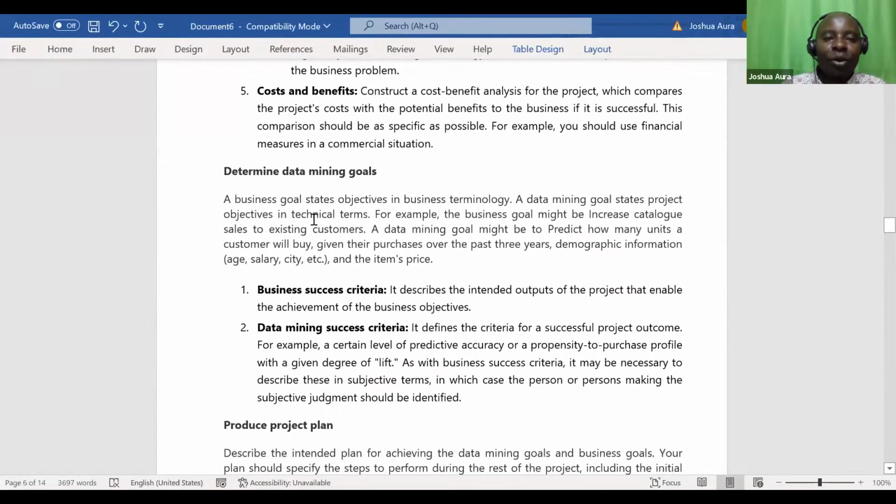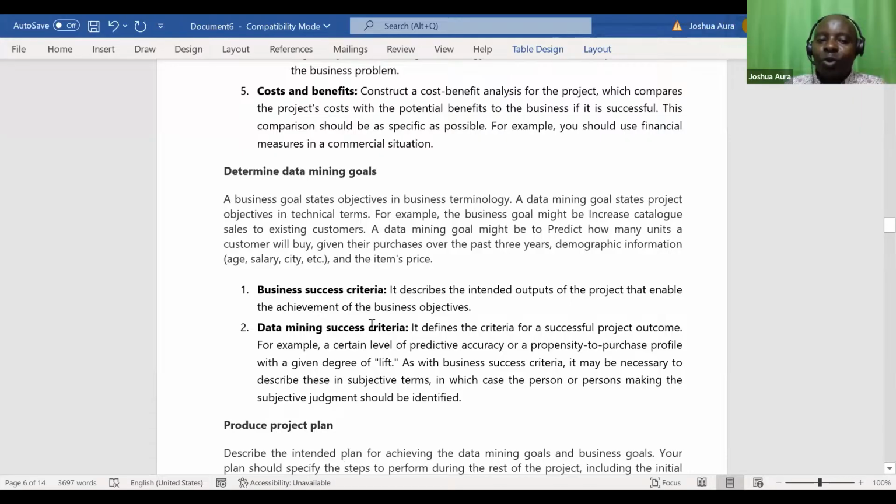Data mining goals. Determine data mining goals. A business goal states objectives in business terminology. A data mining goal states project objectives in technical terms. For example, the business goal might be increase catalog sales to existing customers. I want to increase my revenue. A data mining goal might be to predict how many units a customer will buy, given their purchases over the past 3 years, demographic information, don't worry about this. These are things you'll be able to understand.